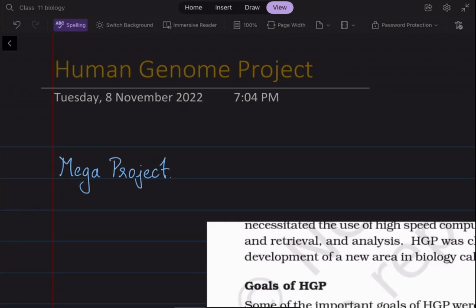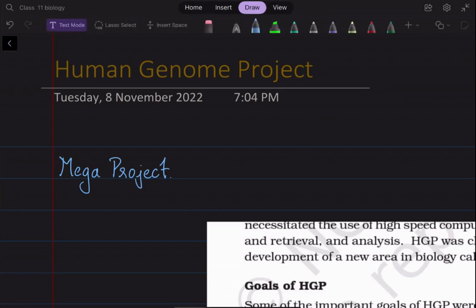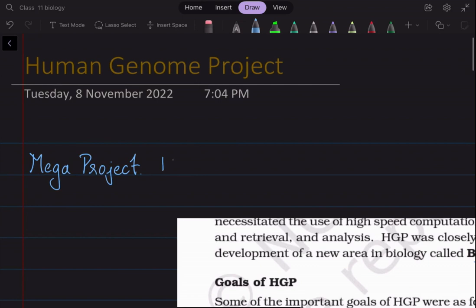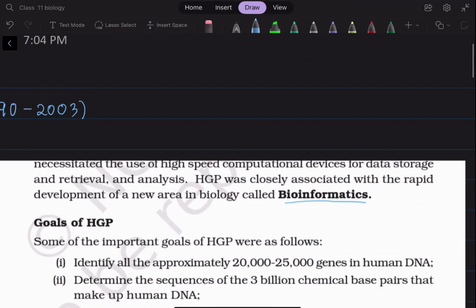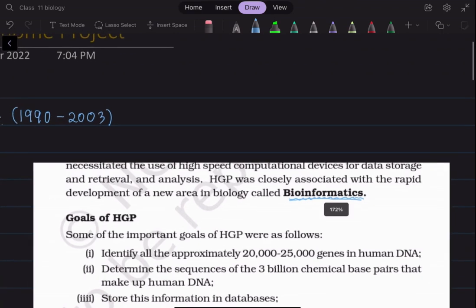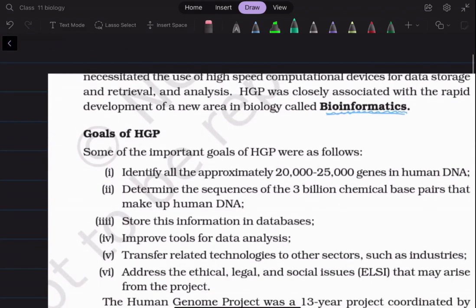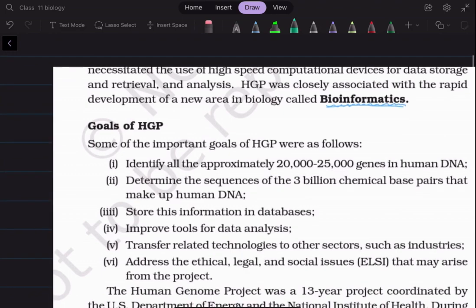In today's video, we'll be learning about the Human Genome Project. The Human Genome Project is a mega project which started in the year 1990 and ended in the year 2003. This project is associated with the development of a new area in biology called bioinformatics. Bioinformatics is nothing but the study that focuses on collecting biological data and processing it.